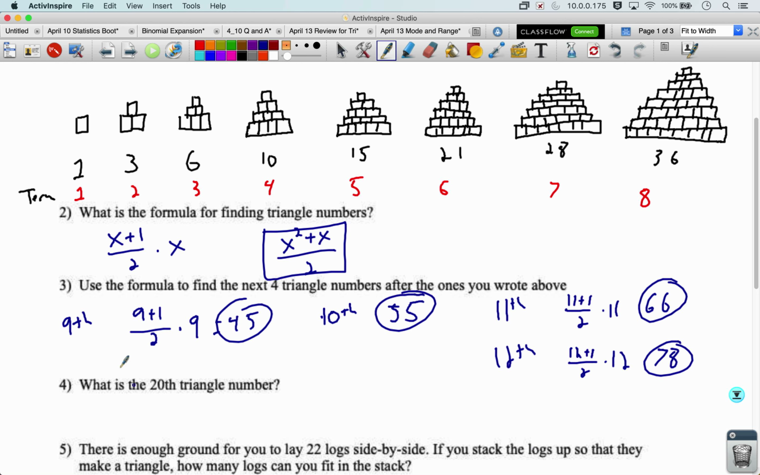All right, can we get the 20th triangle number? Let's try that. (20 plus 1) divided by 2 times 20, 210. So what this is saying is that to build a triangle 20 blocks tall, you're going to need 210 blocks.